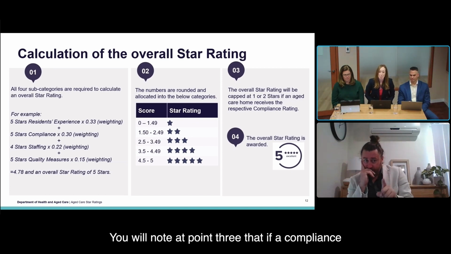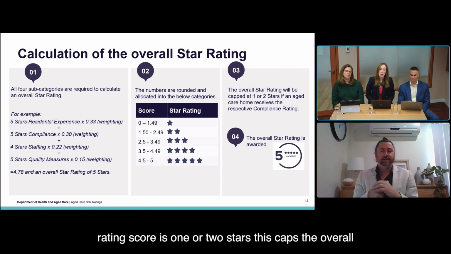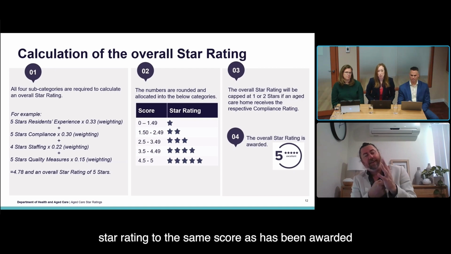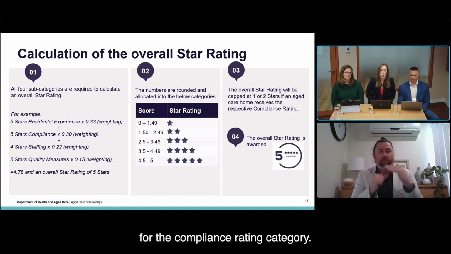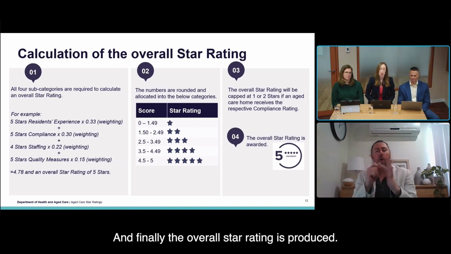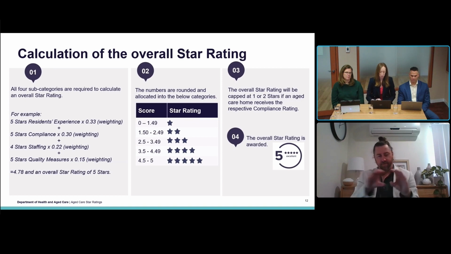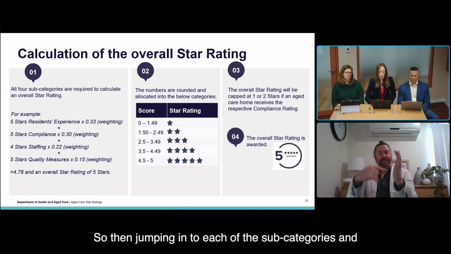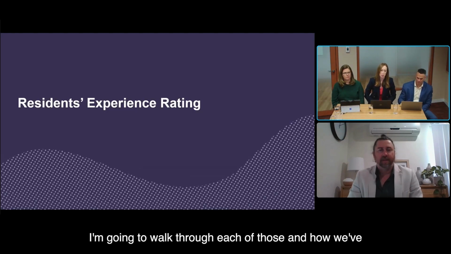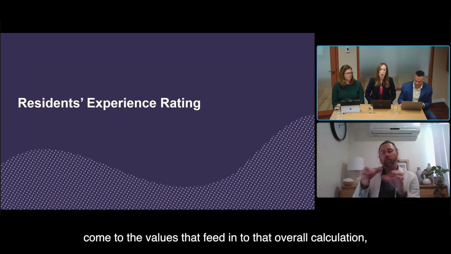You will note at point 3 that if a compliance rating score is 1 or 2 stars, this caps the overall star rating to the same score as has been awarded for the compliance rating category. And finally, the overall star rating is produced. So then jumping into each of the subcategories, I'm going to walk through each of those and how we've come to the values that feed into that overall calculation.